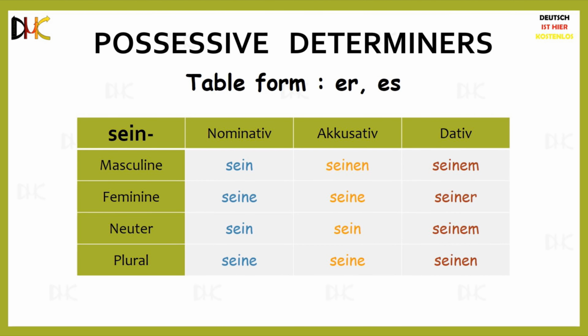The possessive determiner of er as well as es is sein. If you replace mein by sein, you have the entire table for the declension of sein. Very straightforward again. The keyword for this lesson is sein. To know more about keywords, watch our introductory lesson.